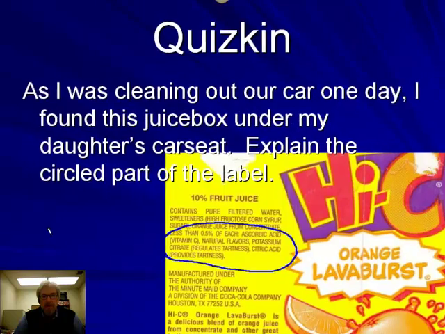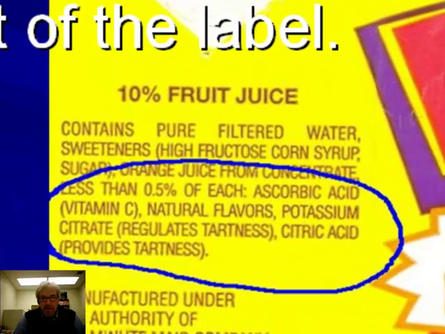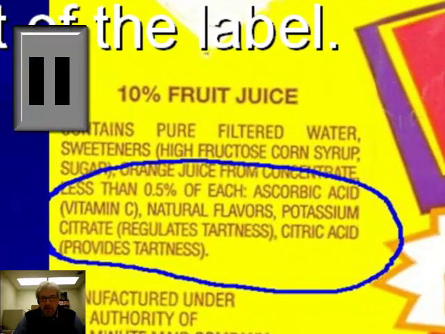I'm going to start out with this quizkin. This is based on a real-life experience of mine. As I was cleaning out our car one day, I found this juice box under my daughter's car seat. And I want you to explain the circled part of the label. So stop the video here and read that label carefully and see if you can explain what they're talking about in that circled section of the label.